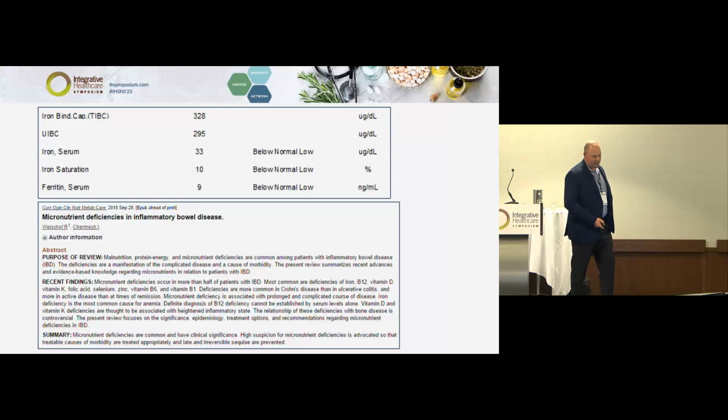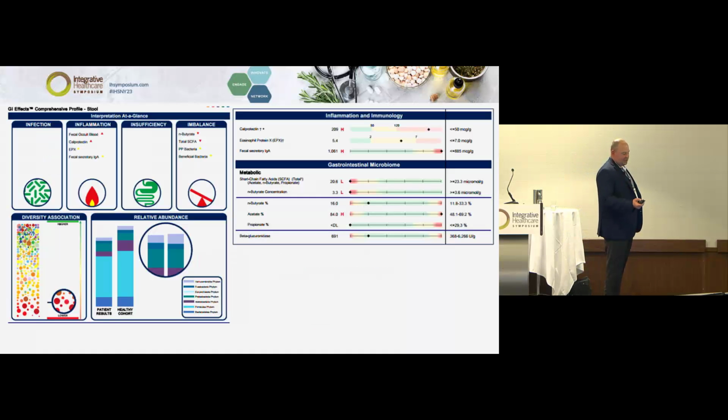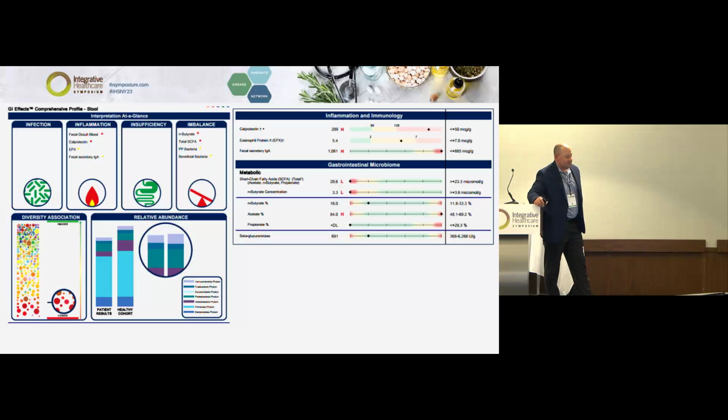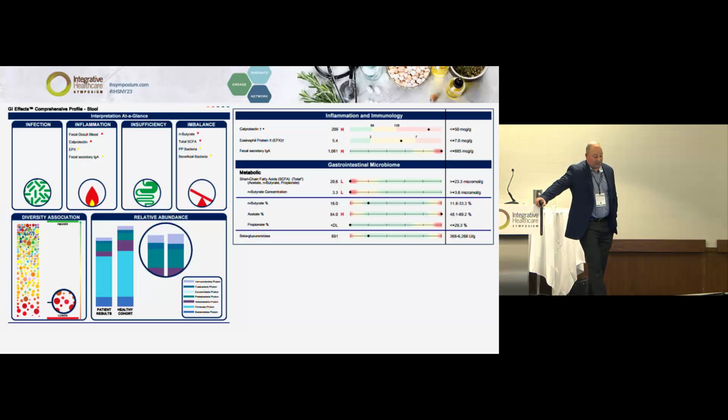And so we did a stool panel. You can see, obviously, this is the typical pattern you see with a lot of people with IBD. Typically occult blood. You're going to see calprotectin elevated. EPX typically associated with food sensitivities. Probably the IgA is most likely due to dysbiosis, and then obviously low butyrate, short-chain fatty acids, etc.